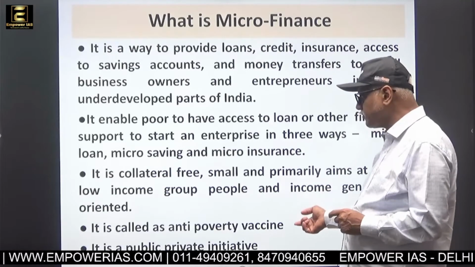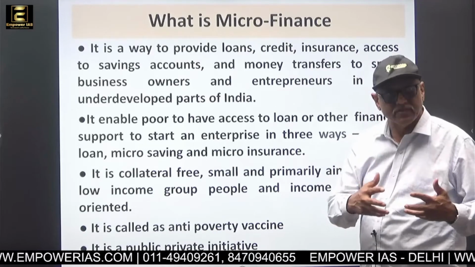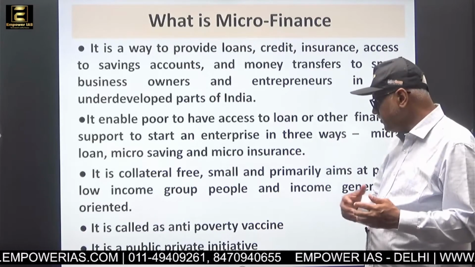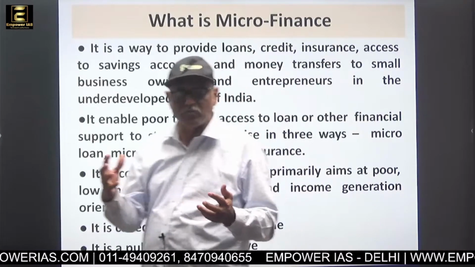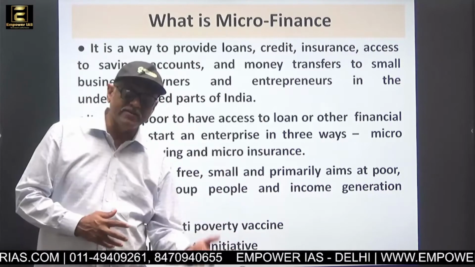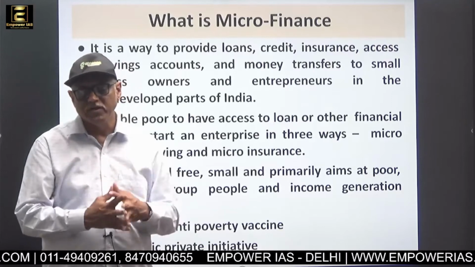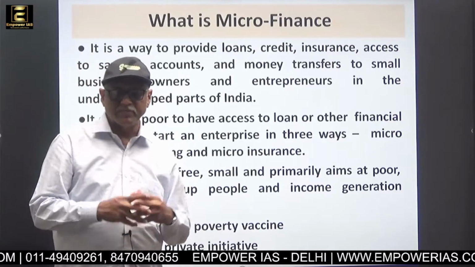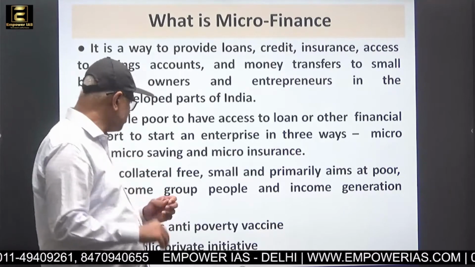That is why it is called an anti-poverty vaccine. And it is a public-private initiative. Since the financial institution mobilizes money, that is basically government, and other side is private individuals. So that is why it is one form of PPP, public-private partnership. So this is what is the beauty of it.